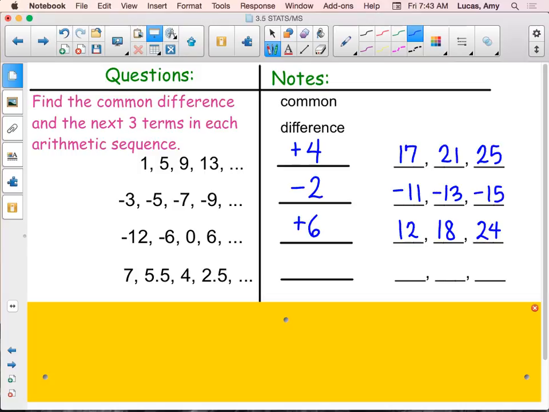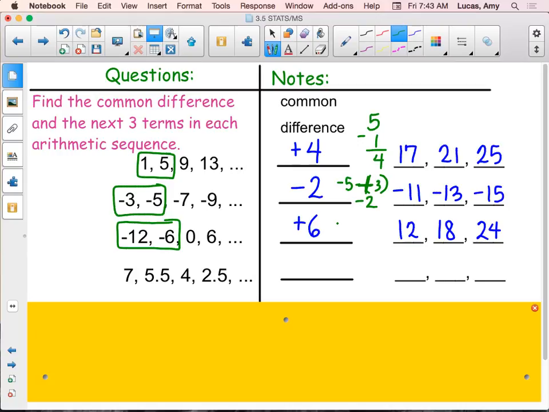If you're not very good at figuring out these common differences, you can always take 2 of the terms. So I'm going to go way back up to the top. You can always take 2 of the terms and subtract them. 5 minus 1 is 4. Negative 5 minus negative 3 would turn into a chunky plus. So negative 5 plus 3 is negative 2. Negative 6 minus negative 12 also turns into a chunky plus. Negative 6 plus 12 is positive 6.